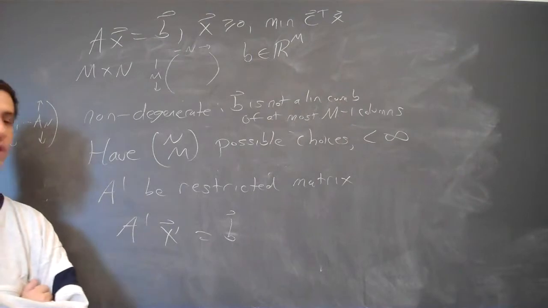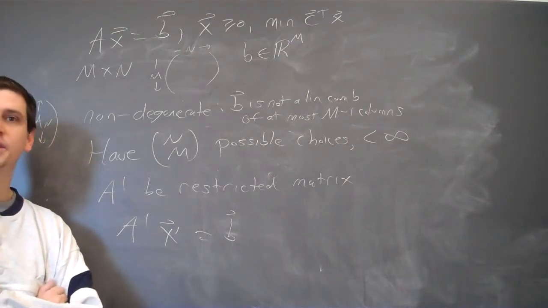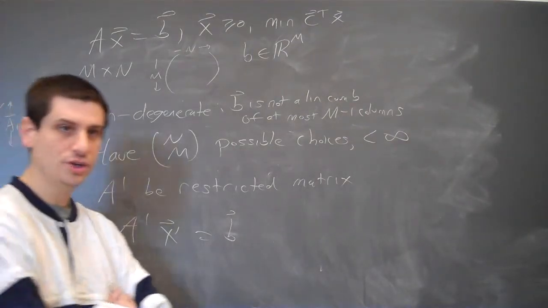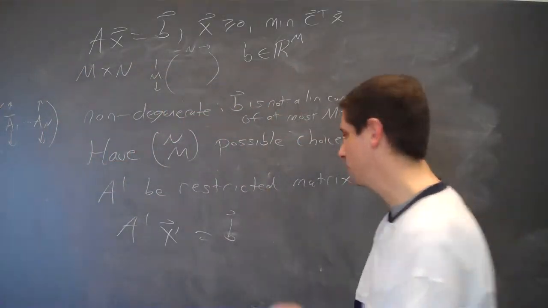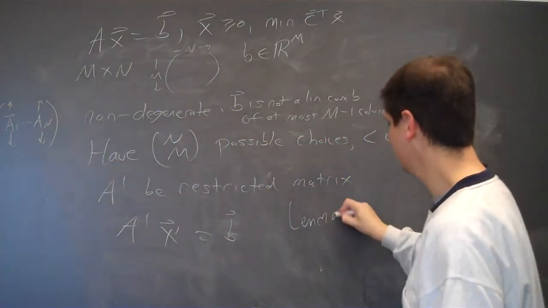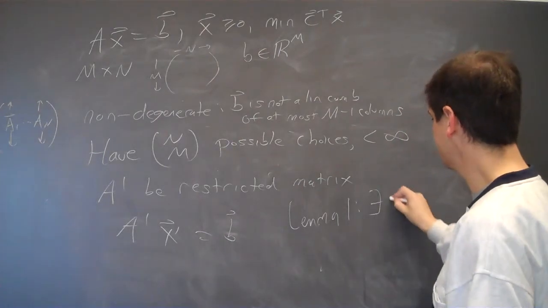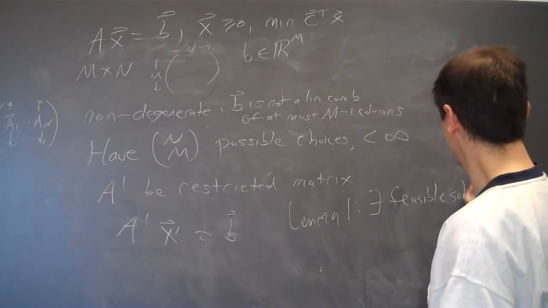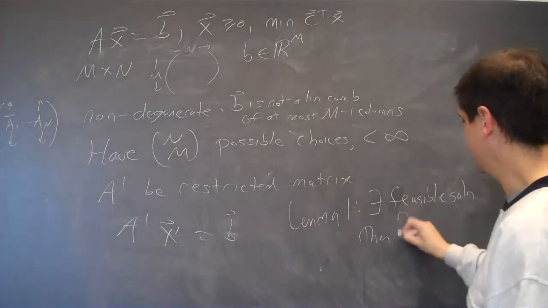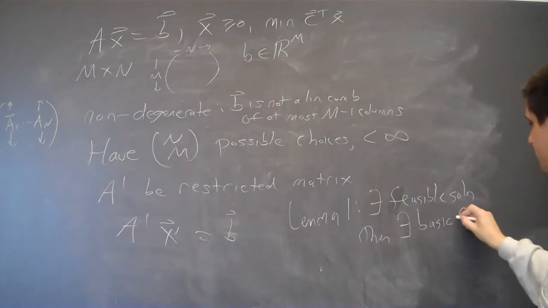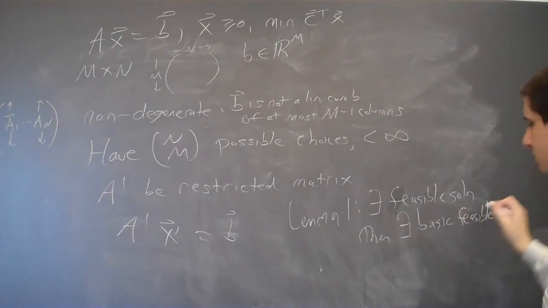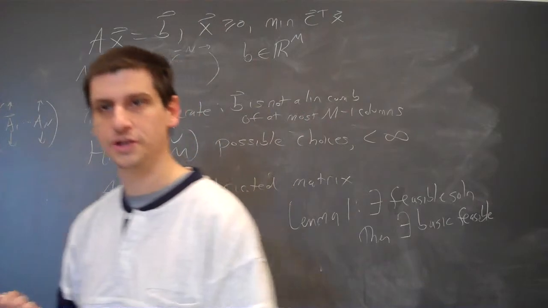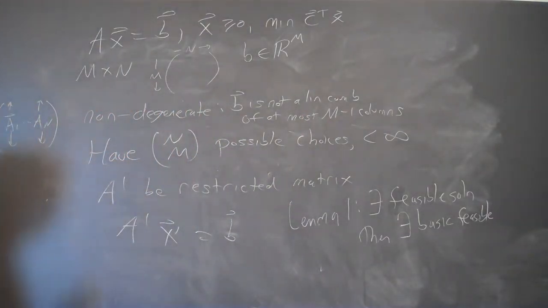And so it turns out that if there is a feasible solution, there's also a basic feasible solution. I'm not going to go through the proof of that, that's in my notes. But so, lemma 1: if there exists a feasible solution, then there exists a basic feasible solution. Good. So this tells you that these basic solutions can at least come into play. What do you think lemma 2 is?